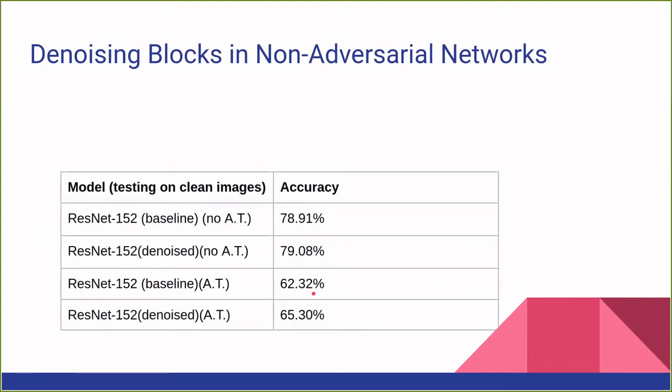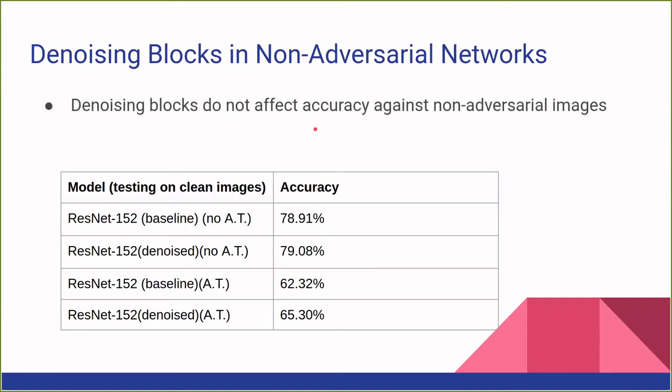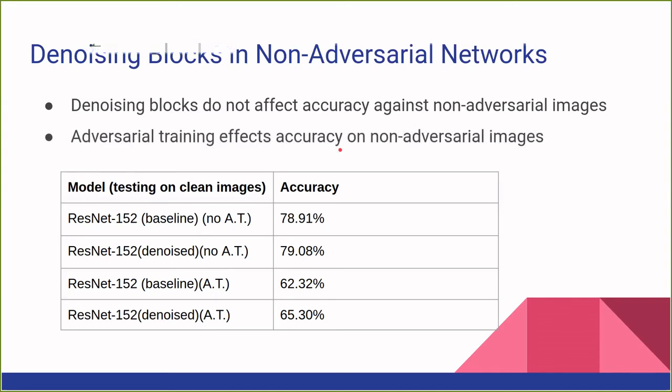So they also tested the denoising blocks on non-adversarial networks, and they found that denoising blocks do not affect accuracy against non-adversarial images, but adversarial training does affect the accuracy on non-adversarial images. So looking at the table here, the ResNet 152 model with no denoising blocks and no adversarial training scores 78.91% on ImageNet. But if we add 4 denoising blocks to ResNet 152, but still with regular training, the accuracy doesn't improve at all. It does, but negligibly.